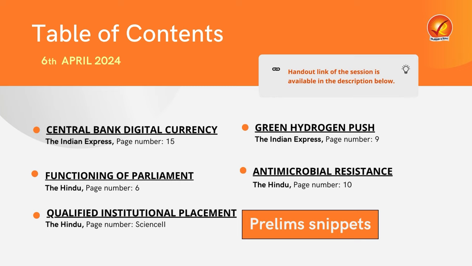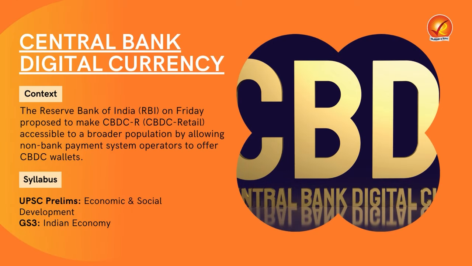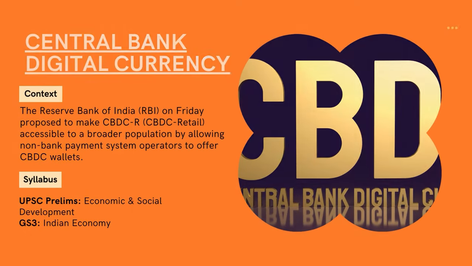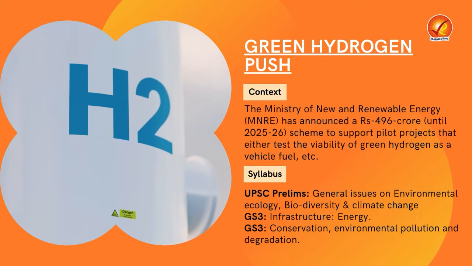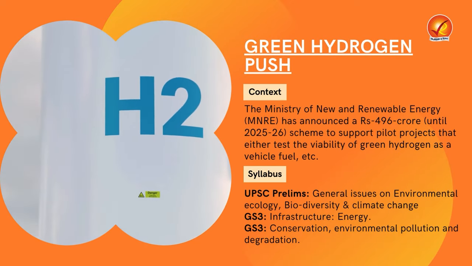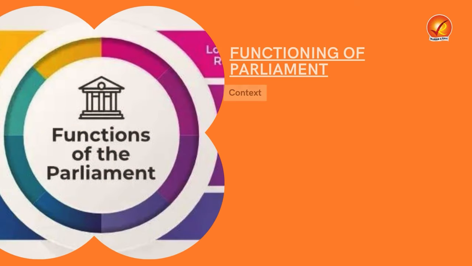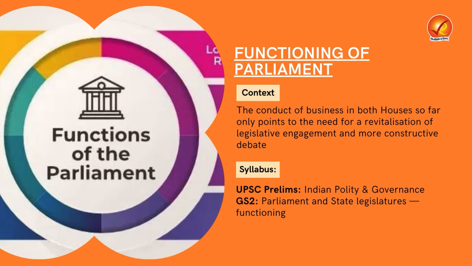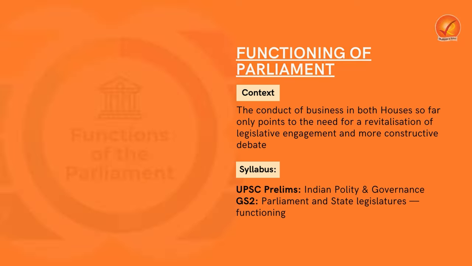Now looking at the table of contents, we find the very first article is about a very important concept which is known as the central bank digital currency. In the next article, we'll be trying to understand the green hydrogen initiatives in India and the various basic concepts related to the same. In the third article, we'll be looking into why the parliament's functioning is a very important aspect for democracy, and we'll also be looking at the various important data and trends in the same.